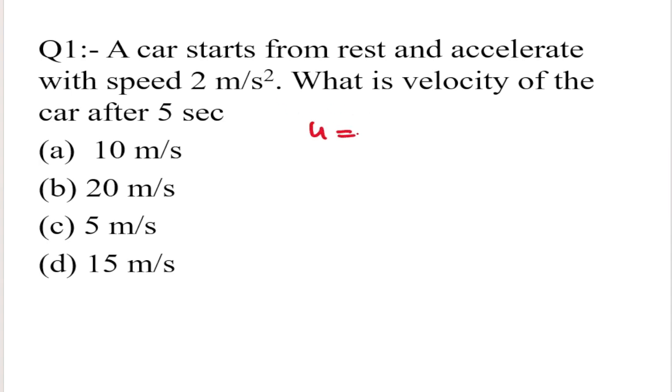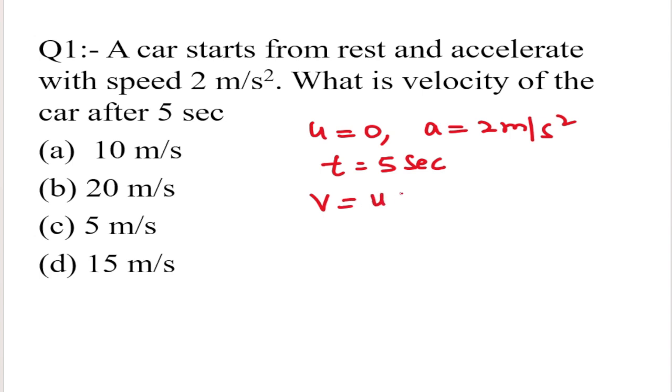It means initial velocity equal to 0 and accelerate with 2 meter per second square. Acceleration A equal to 2 meter per second square. What is velocity of the car after 5 seconds? The time is 5 seconds. Now use first equation V equal to U plus AT. U 0, A 2, time 5, and if we multiply, 10 meter per second. So the correct option is first.